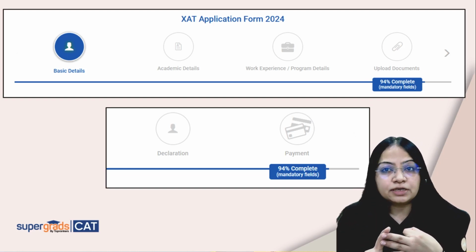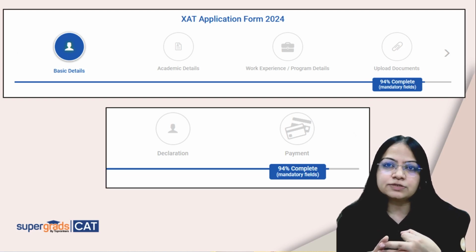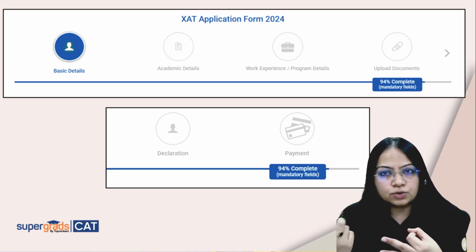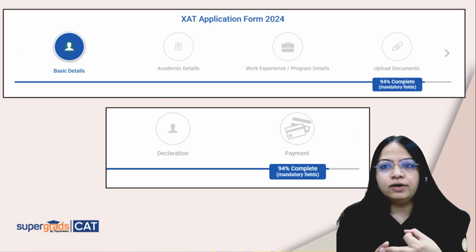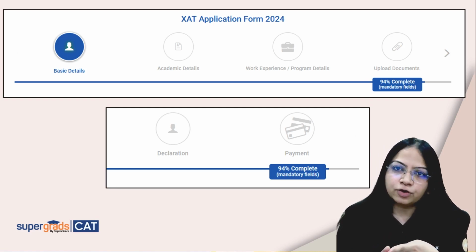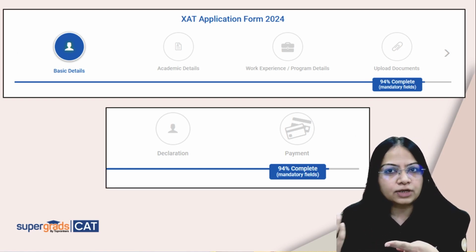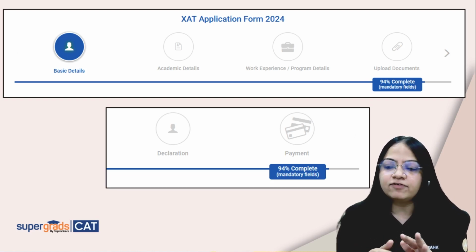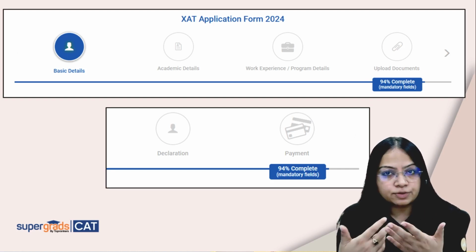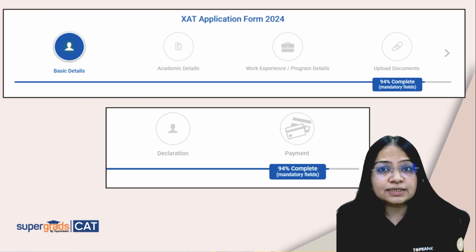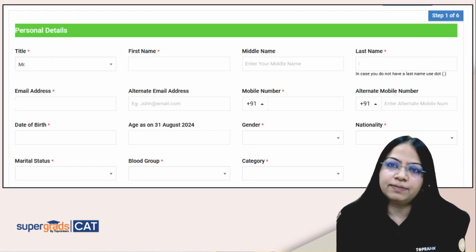Then your work experience would be the third step. Along with the work experience, you'll also have to click on the courses that you want to apply for at XLRI. Then the fourth step is going to be uploading your documents. Which all documents? Again, I'm going to tell you in the video further. Then a declaration has to be signed, and finally the payment has to be made, and then you can submit your application form. So let's start with the first step, that is filling the basic details.